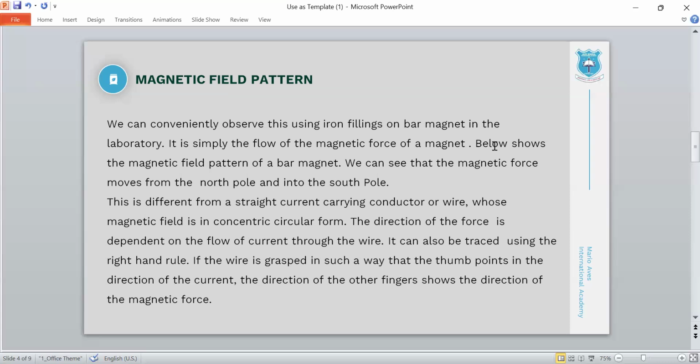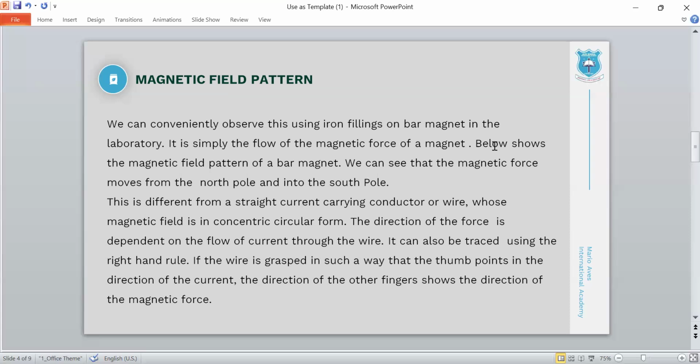If you have a wire that is carrying current, that is what we call a conductor here. If you have a wire which is connected to an AC or a DC source that has current passing through it, when you bring iron filings to it, which we will experiment with in the laboratory, you will see that the line of force of the magnet produced by this conductor is concentric. It's like in a circle form, which its own line of force is different. The direction of the force is dependent on the flow of current through the wire.